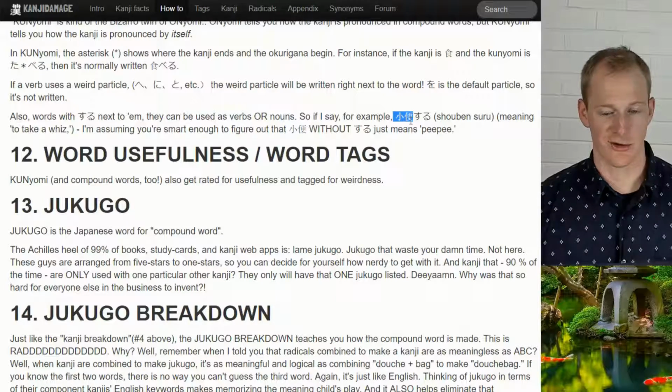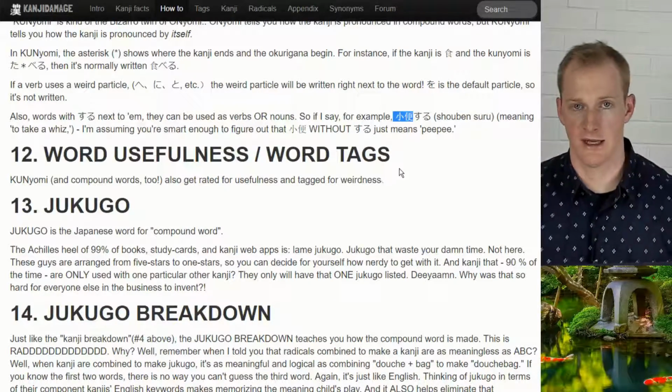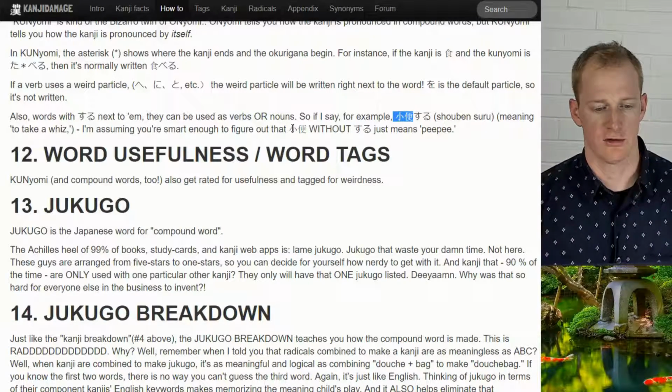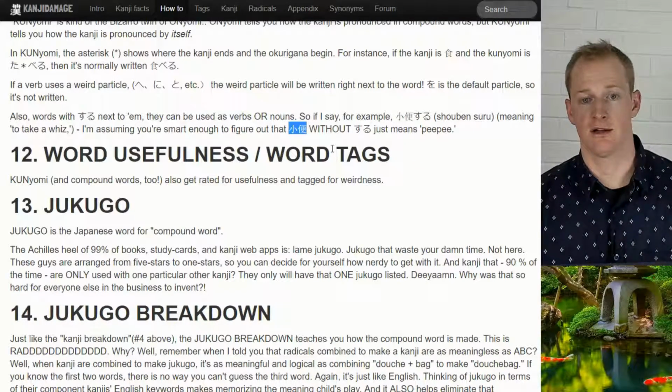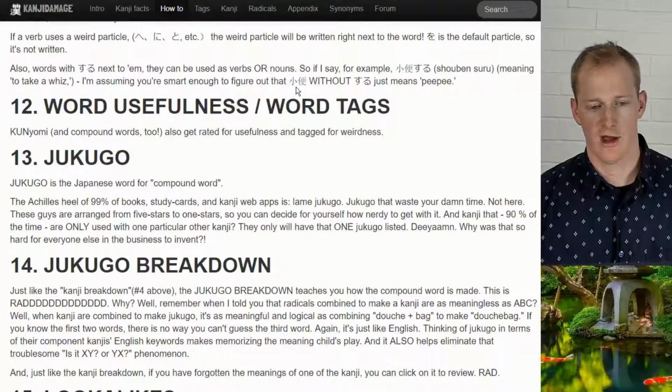So the example he uses here is shoben, and shoben suru, this means to take a pee, like to pee. Whereas shoben, just by itself, is a noun. It just means, he says pee-pee here, but it's urine. Okay, so you got that thing.